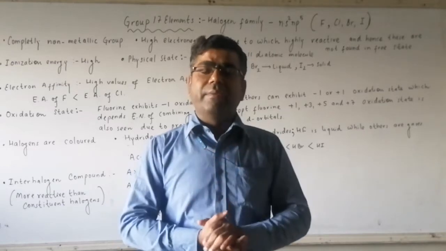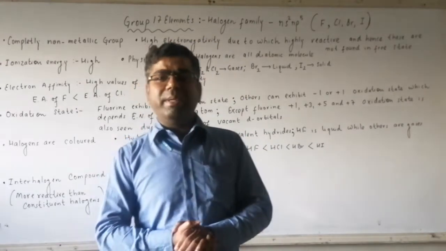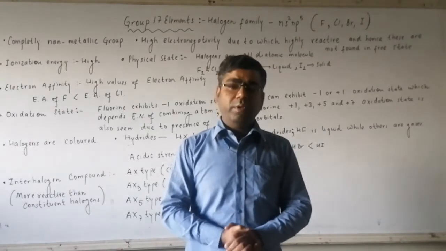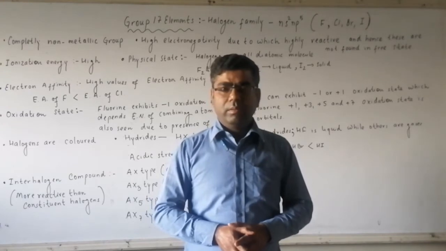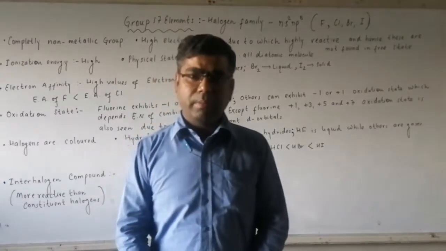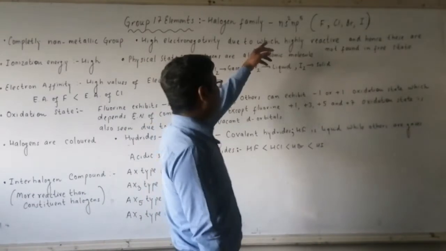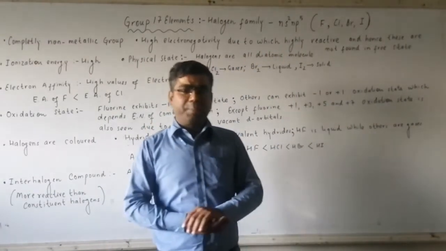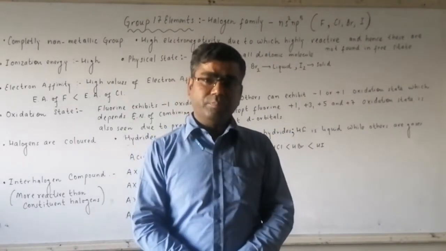As the group number is 17, the number of valence electrons will be 17 minus 10, that is 7. Or if we use the Roman numerals for the group 7A, 7 represents the number of valence electrons. So their general electronic configuration can be written as ns2np5. In the s subshell we have 2 electrons and in the p subshell we have 5 electrons.